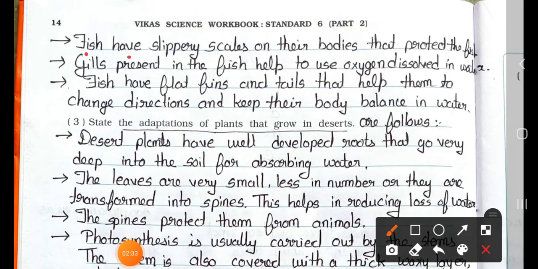Fish have slippery scales on their bodies that protect the fish. Gills present in the fish help to use oxygen dissolved in water. Fish have flat fins and tails that help them to change direction and keep their body balanced in the water.